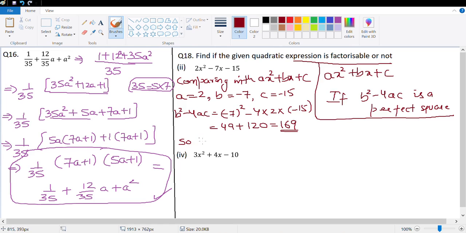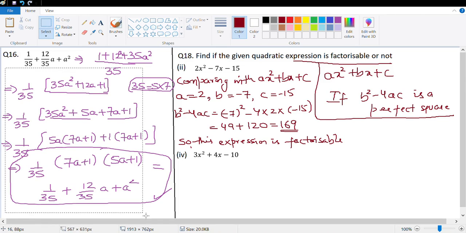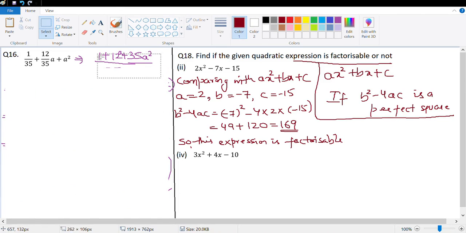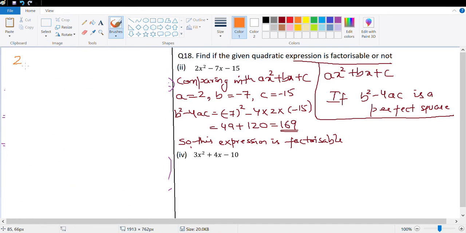So this expression is factorizable. Oh, I did not leave in much space, but we could factorize it later. Yeah, we will. But let's see if I can erase this question, and here I could factorize it now. Okay, so I have erased this part. Let's factorize it here. So what we get is 2x squared minus 7x minus 15.